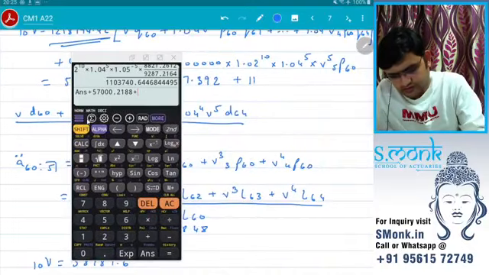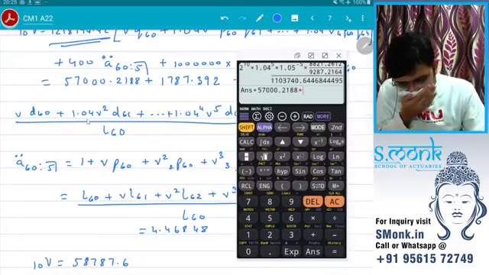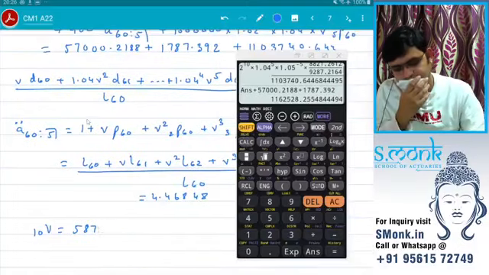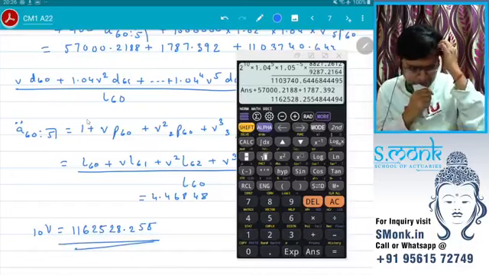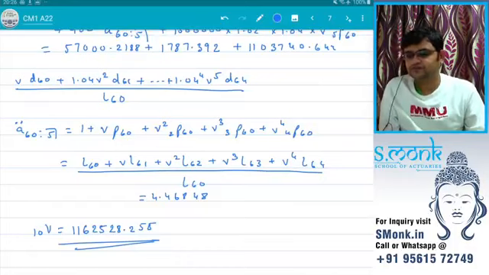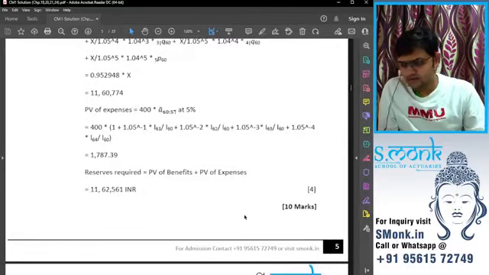The reserve at time 10 becomes, okay, let's see, 1,162,561. Yes, so nearly the same.